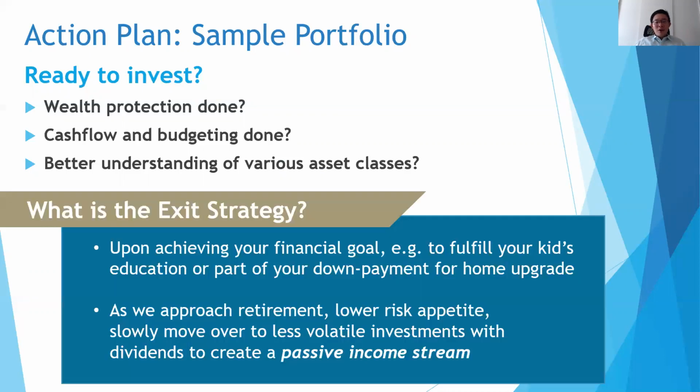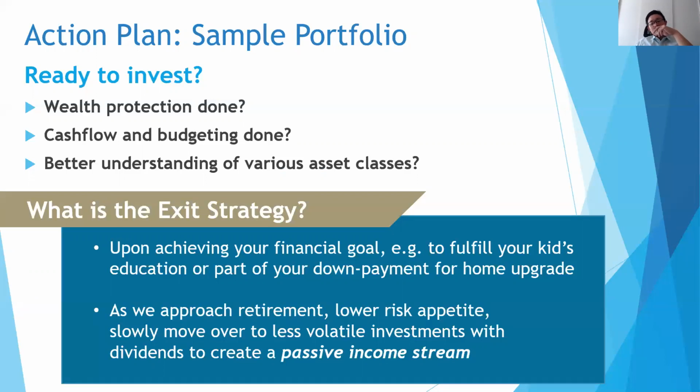Sometimes people ask me this question: what is the exit strategy for investments? Of course, there are 2 parts. Number 1 is, when you have set a financial goal right from the start, to fulfill your kids' education, or for your house down payment, or second house down payment, if you have achieved that, then good for you. You have achieved your financial goal.